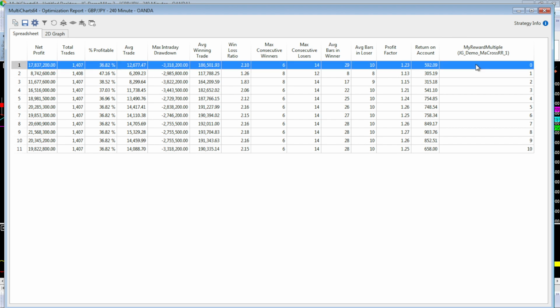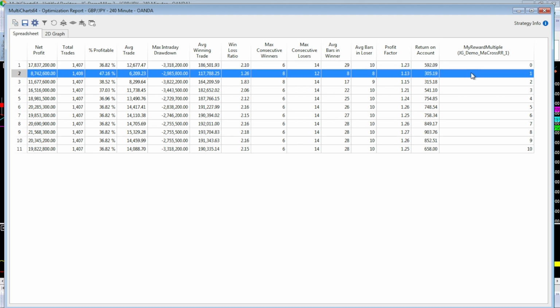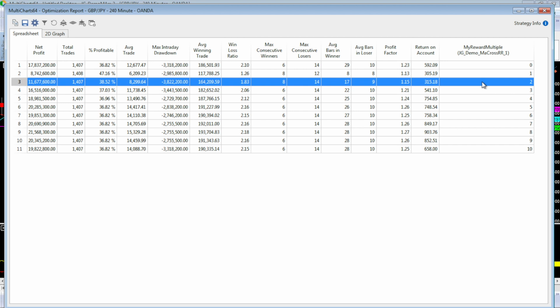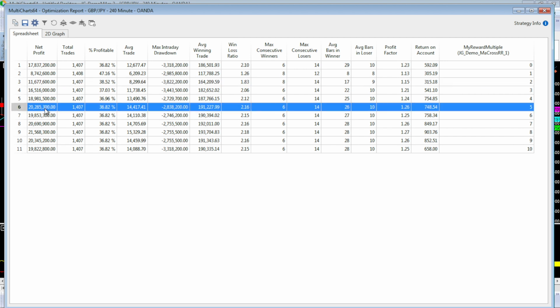So 0 is obviously using no profit target. 1 multiple will be using a profit target the same size as the stop loss, which happens to be 2 times the ATR in this case. 2 is double the stop loss, etc. And looking down the net profit, something like 5 times the stop loss works quite well. So we're looking at a reward to risk ratio of 5 to 1.